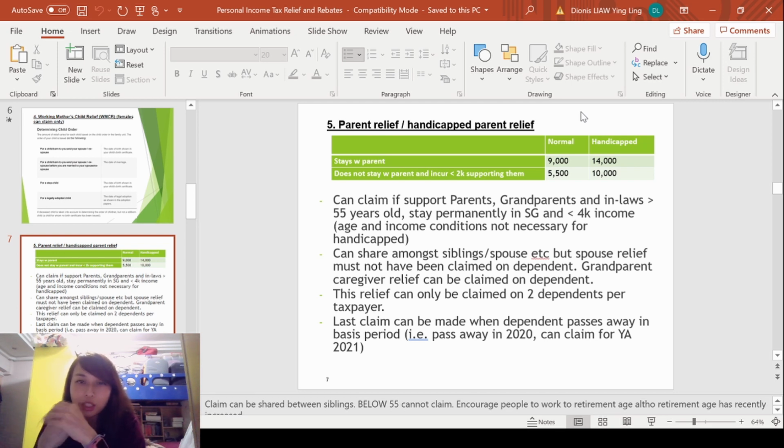Okay, so this parent relief or handicapped parent relief can be claimed among siblings or spouses. So you all go and sort it out yourself, who wants to claim what.